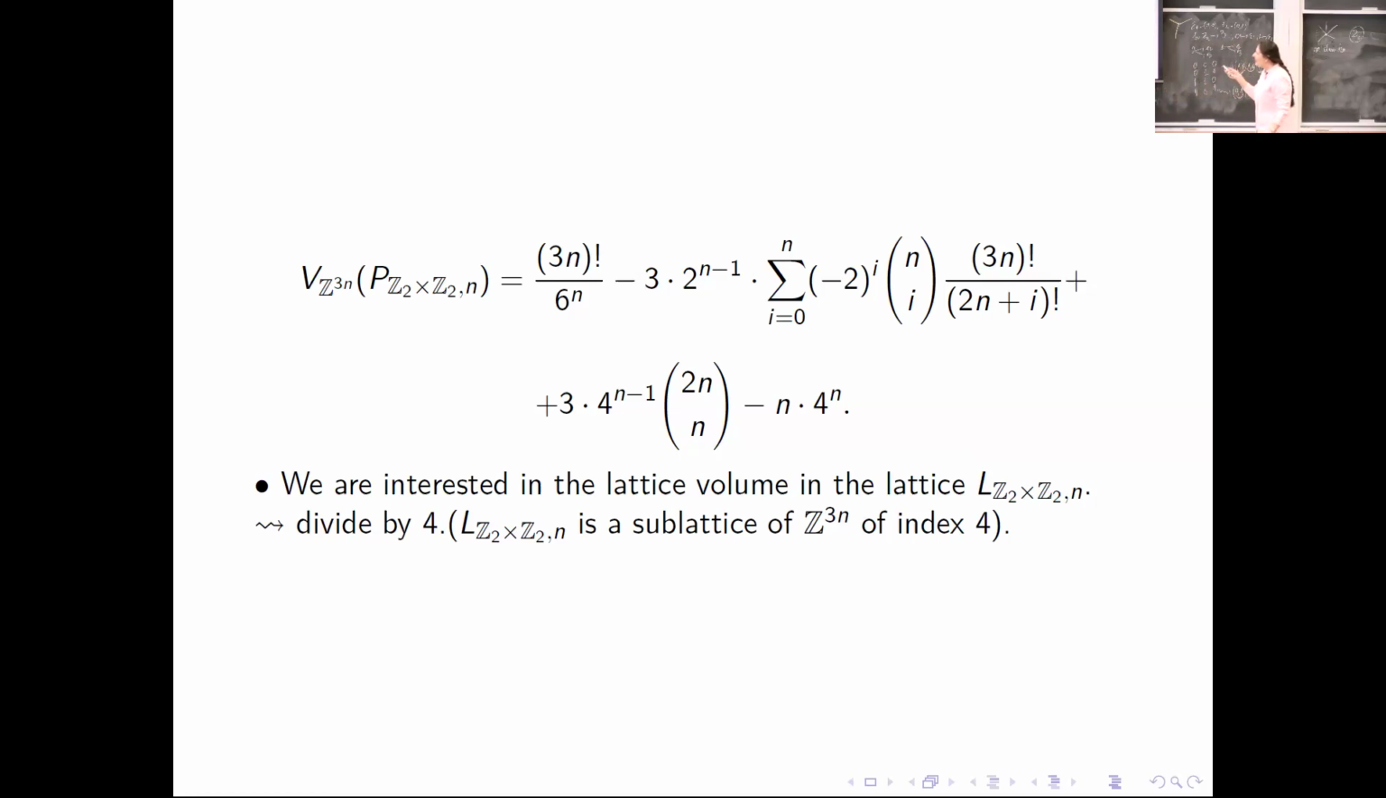Okay, and again, this is the volume in Z^(3n), and we want to compute it in the lattice generated by the vertices, and this means divided by 4. The tree is this one.